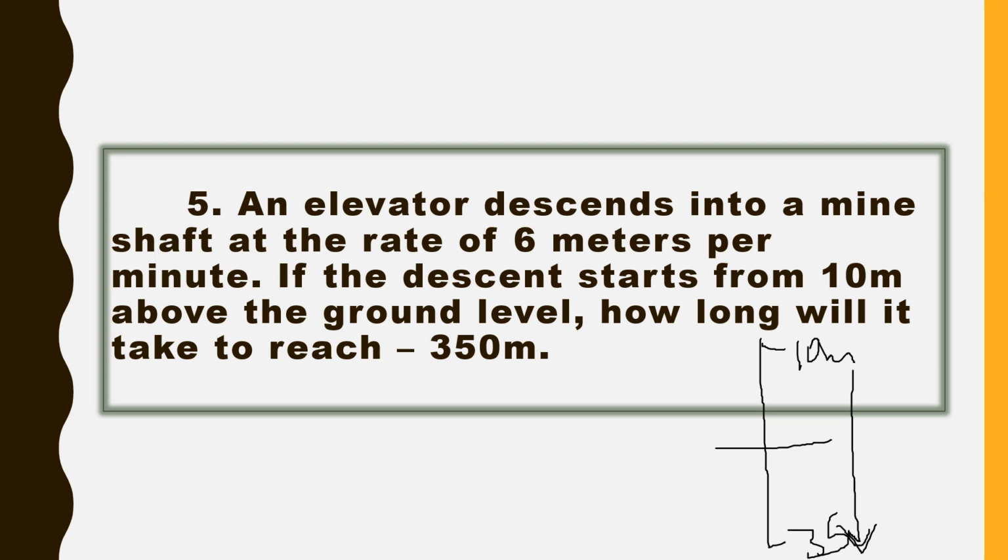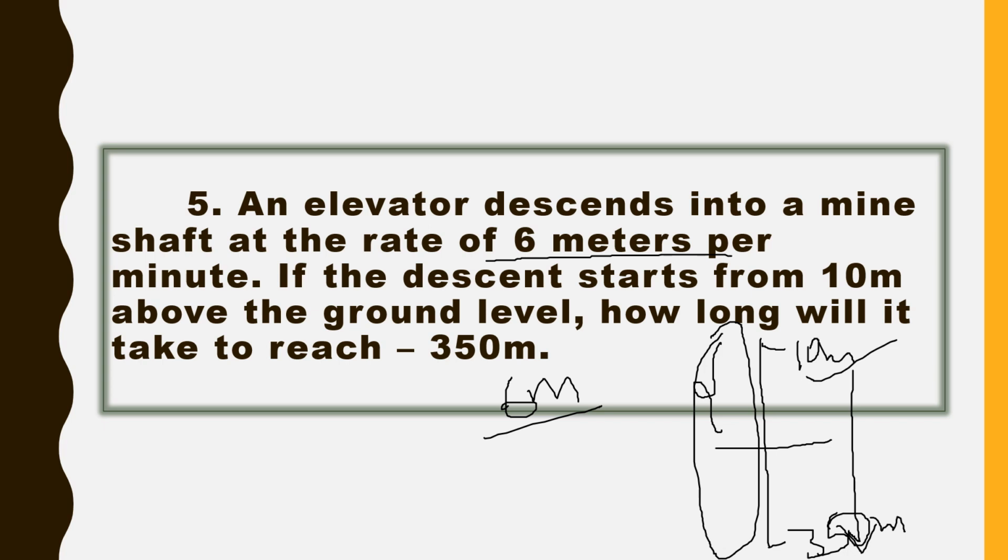Here the condition to reach this -350 meters under the ground is that the elevator speed is 6 meters per minute. It is traveling 6 meters per minute. For 1 minute it is traveling 6 meters. Now the question is how much time it will take if it is starting from 10 meters above the ground and reaching 350 meters below the ground.